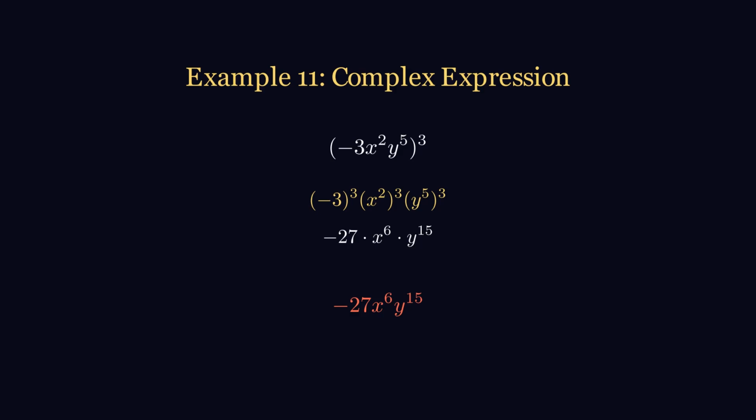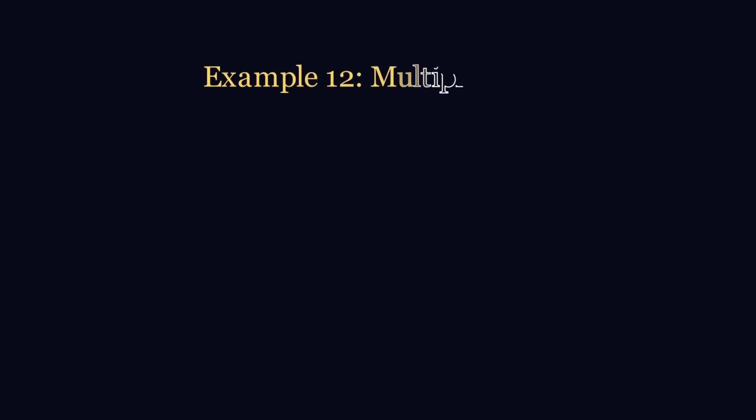Here's a multiplication problem with multiple variables. Simplify 3x to the 5th times 6x squared. First, multiply the coefficients. 3 times 6 equals 18. Then multiply the x terms by adding exponents. 5 plus 2 equals 7. The final answer is 18x to the 7th power.